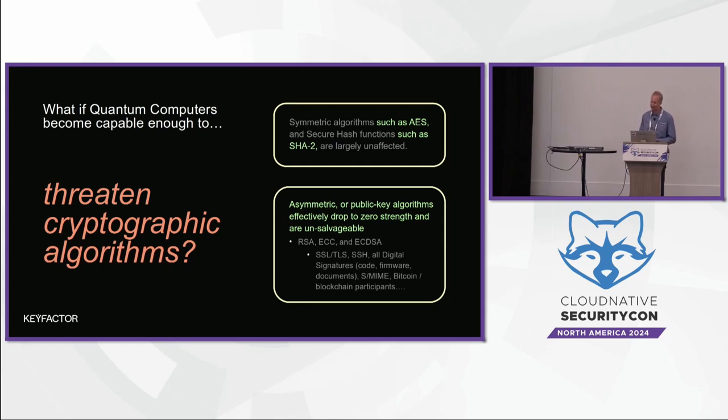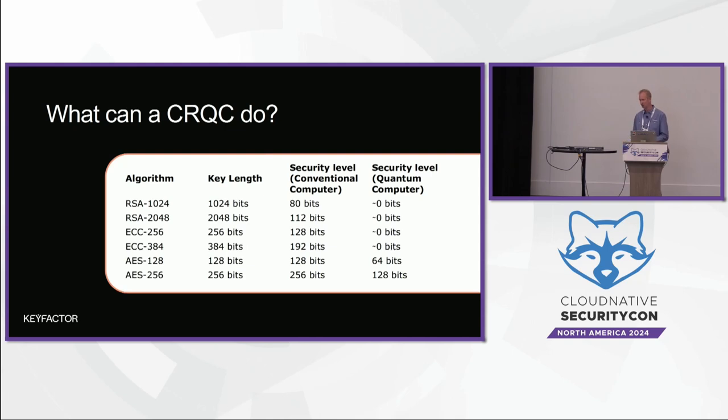The good news is that symmetric algorithms like AES or hash algorithms like SHA-2 are pretty much unaffected by this type of quantum computer. But all asymmetric encryption algorithms, public key algorithms, actually drop to effectively zero strength. So that means anything RSA, anything elliptic curve, or EdDSA, which means SSL, TLS, SSH connections, any digital signatures on code and firmware, even S/MIME for secure email, or even your Bitcoin or blockchain wallet, is at threat here. So I like this picture because it illustrates it well.